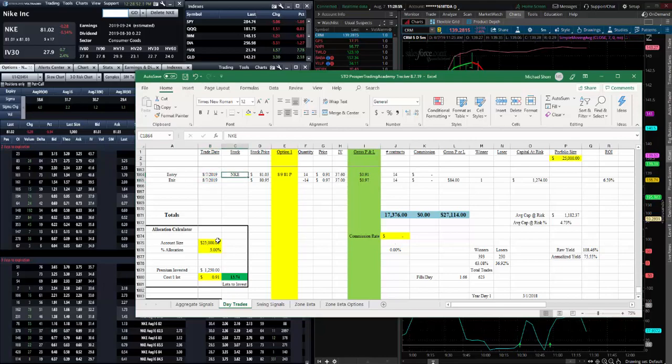I keep track of what stock it is, where the price was when I got in, and where it was when I got out, as best as I can because things are flying around. What option are we trading? These are the 81 puts. What price did I get in? What price did I get out? Where the implied volatility happens to be.